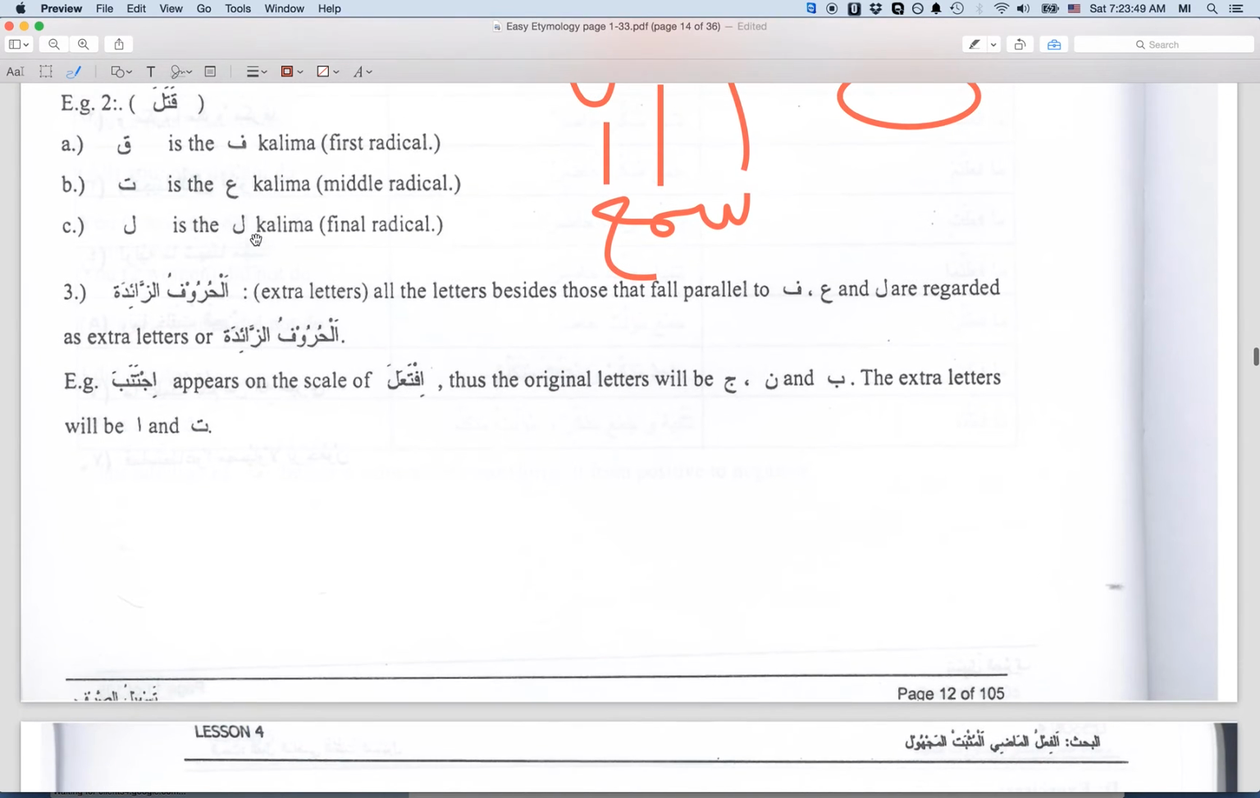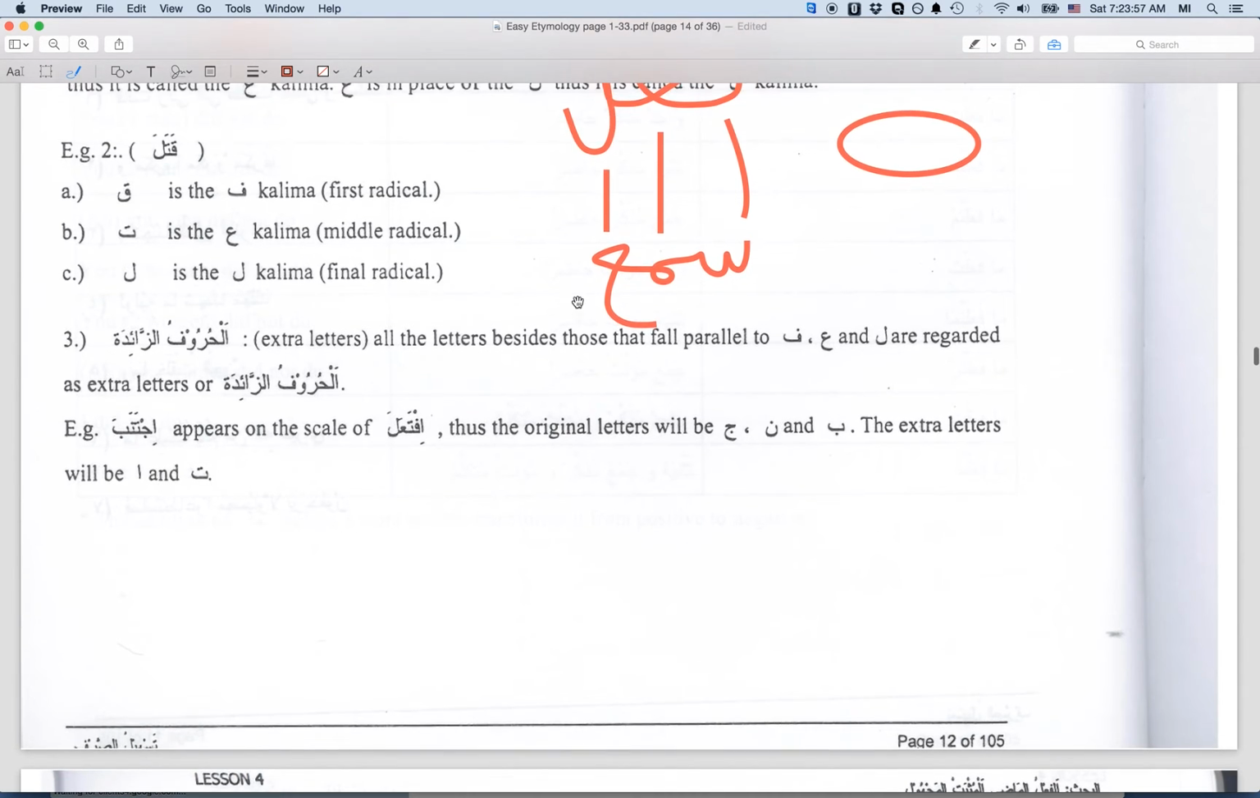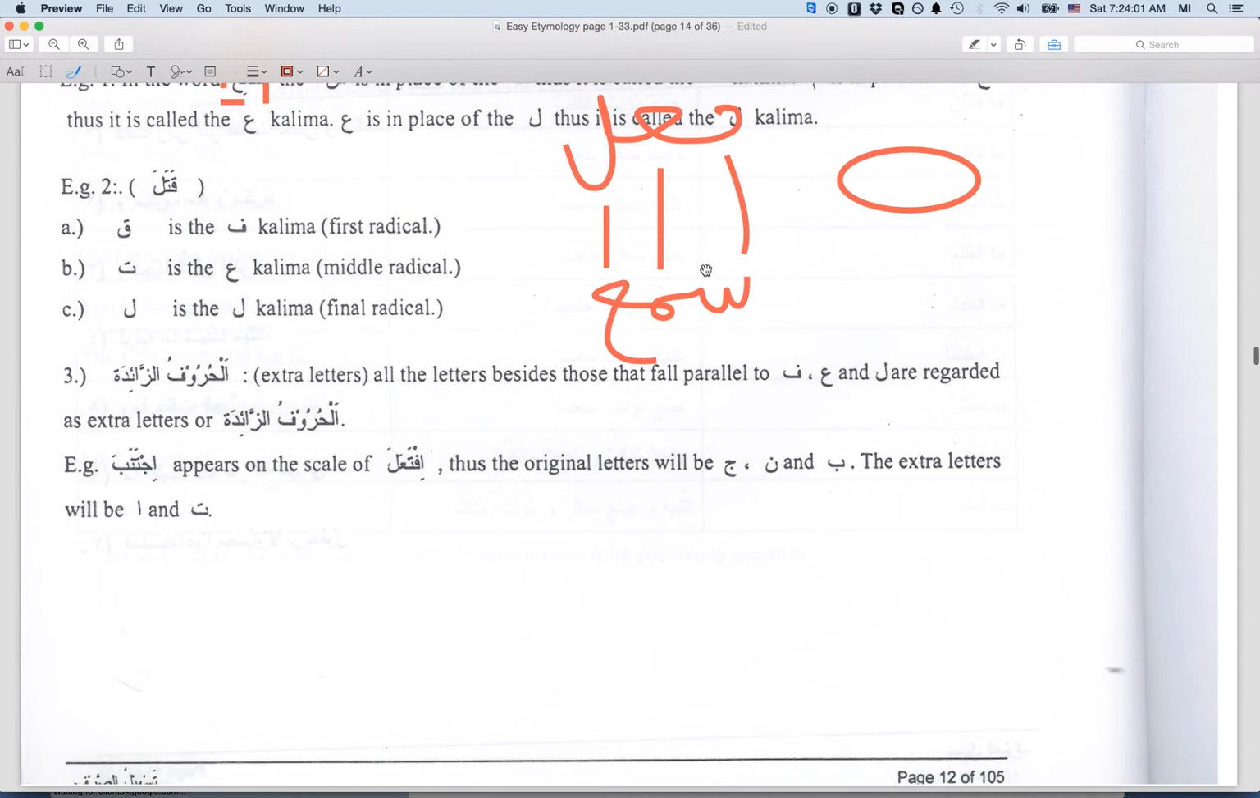Okay. Al-huruf zaida. Extra letters. All the letters beside those that fall parallel to the fa'ala scale. If there's a verb that has more than 3 letters, but 3 of them are original, that will coincide or fall in the place of fa'ala. Any other letters that are outside it are called al-huruf zaida, extra letters.